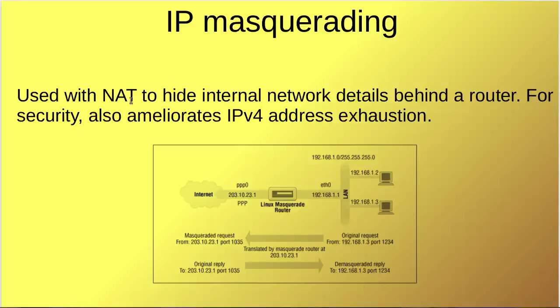One reason for using NATs is to hide these internal networks for security, and also it bypasses that IPv4 32-bit address exhaustion. So there's a ton of networks that use private IP addresses, and that basically makes IP address exhaustion no longer a problem.